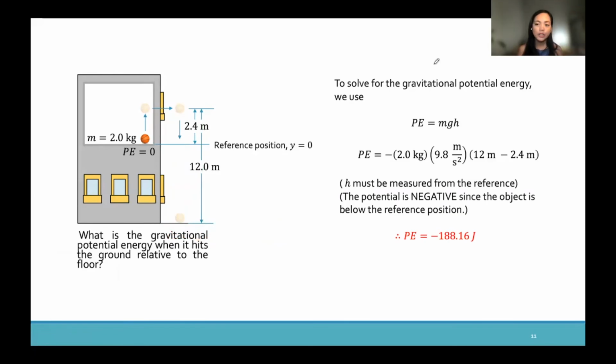So the potential energy would look like this. Now, since it must be measured, kasi relative to the floor, normally kasi ang potential energy ay sa taas lang siya, tapos pababa. Taas and pababa. Pero ito kasi relative to the floor, so we have to put a negative here.